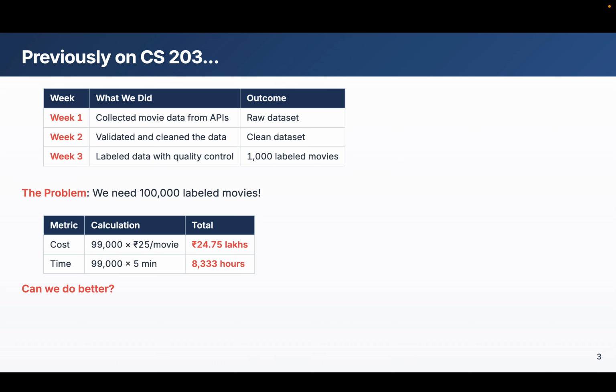In the most recent lecture, we looked at how we can label the data. So we looked at tools such as Label Studio.